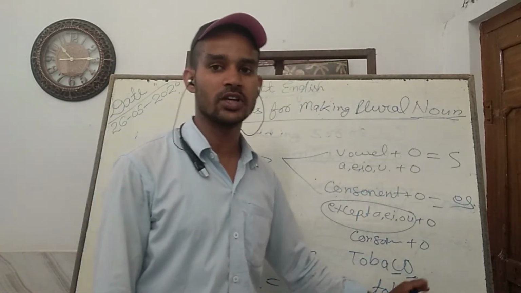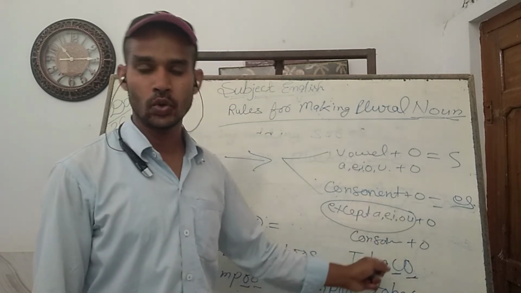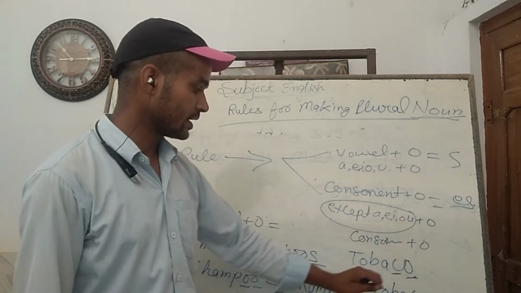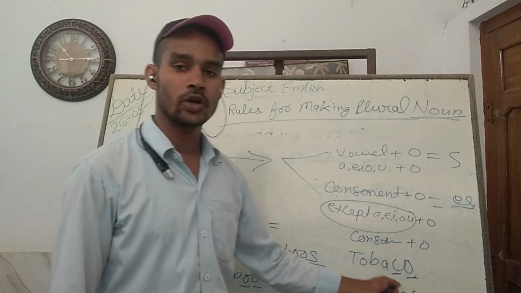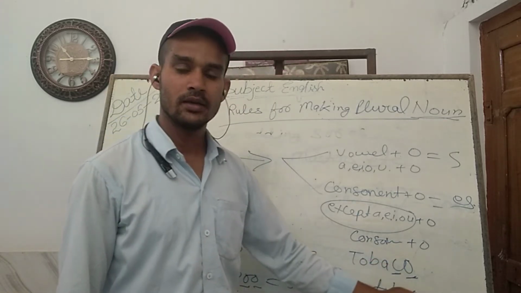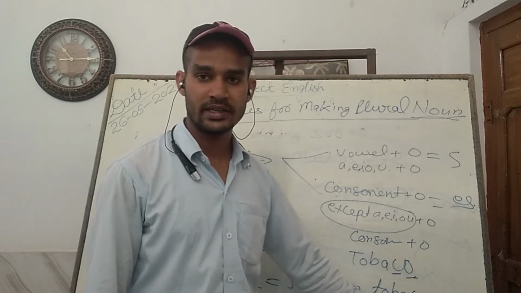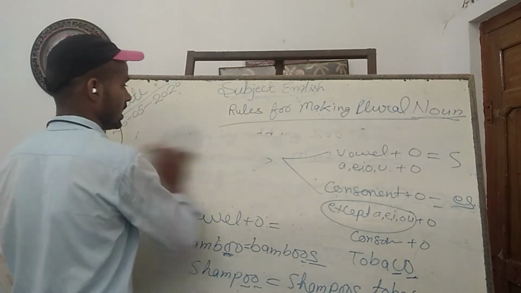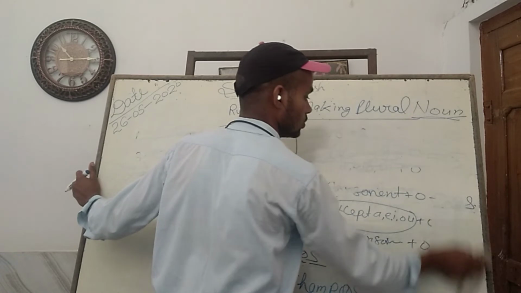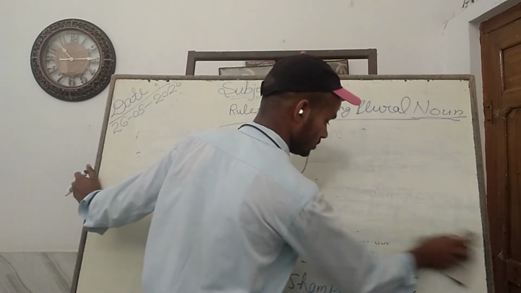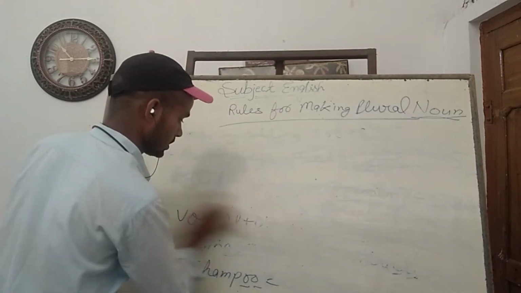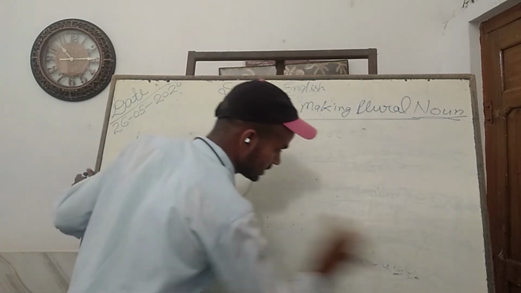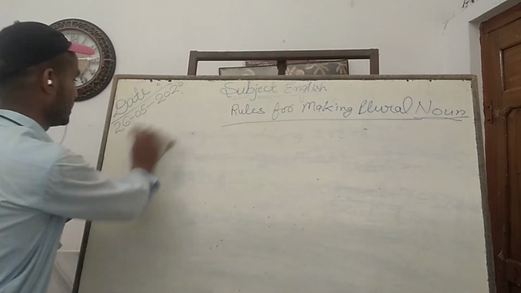In same way, other spellings related to O which are preceded by a consonant are made plural by adding es. In this way, the third rule is complete, and now the fourth rule, that is related to some letters.